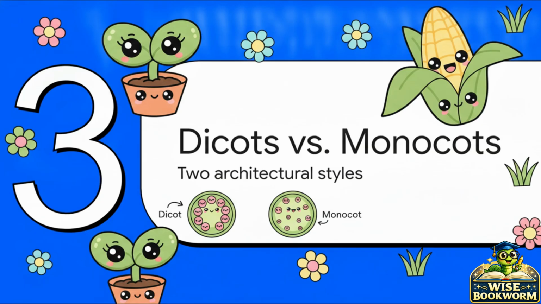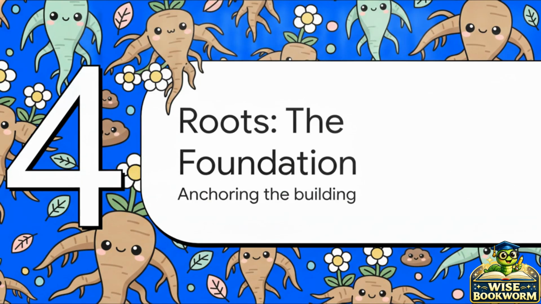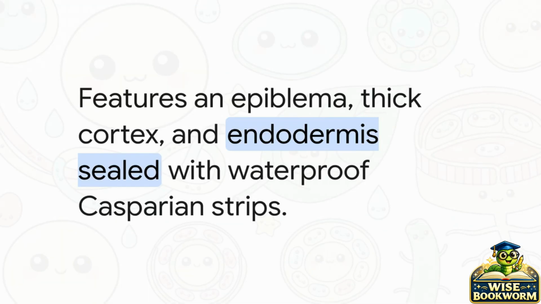It's really a tale of 2 entirely different architectural styles. Let's see how these styles play out in the organs, starting with section 4, roots. This is the foundation anchoring our biological building. The baseline blueprint for a root foundation is incredible. It has an outermost layer called the epiblema, where those tiny root hairs live. Inside that is a massive, thick cortex of ground tissue.